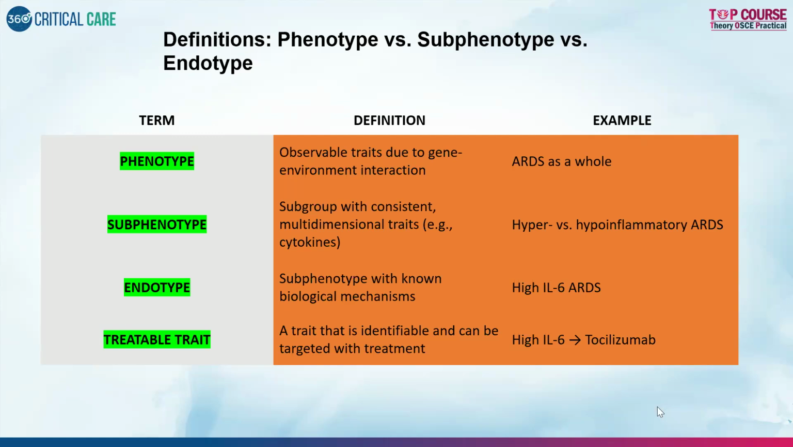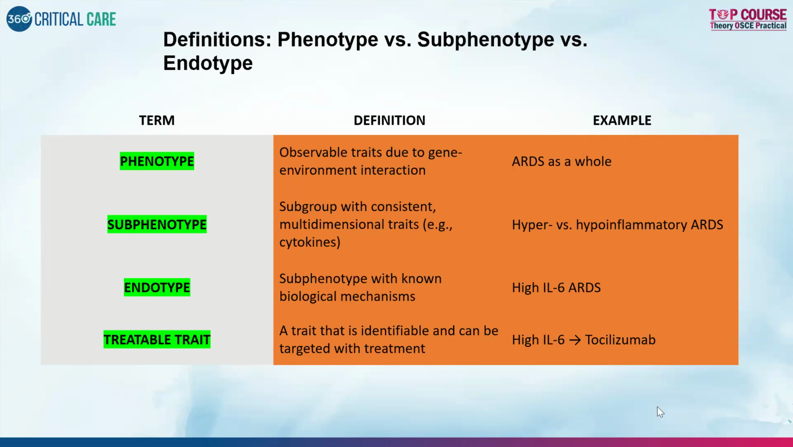What do we mean by a phenotype? Phenotype is an observable trait due to a gene-environment interaction. For example, in ARDS, you have a host and an environment or a pathogen interaction, because of which there will be lung damage, which we call ARDS. A subphenotype is a subset of ARDS. Think about a patient who is having ARDS. It can be due to two reasons: some might have a hyperinflammatory, or some might have a hypoinflammatory type of ARDS.